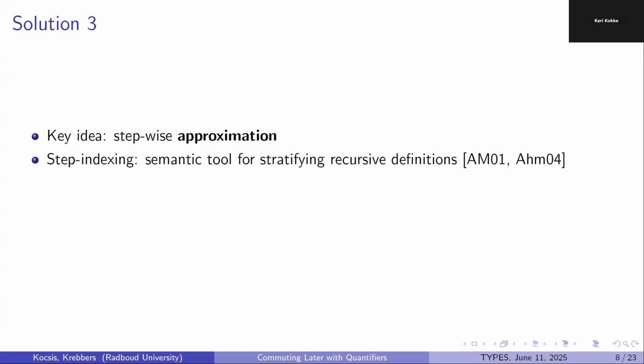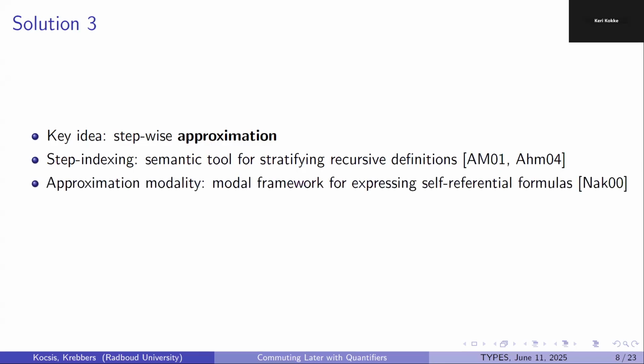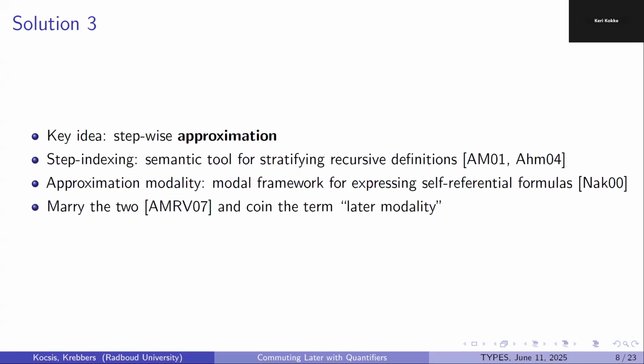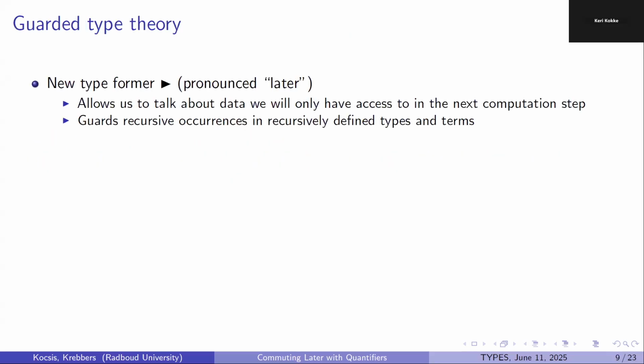Some history for this is that first this was done purely semantically, which involves tedious calculations, but then Nakano created a model framework for working with these self-referential formulas and definitions. And later, these two branches of work were also married, and hence guarded recursion was born. So let us talk about what the idea of guarded recursion is.